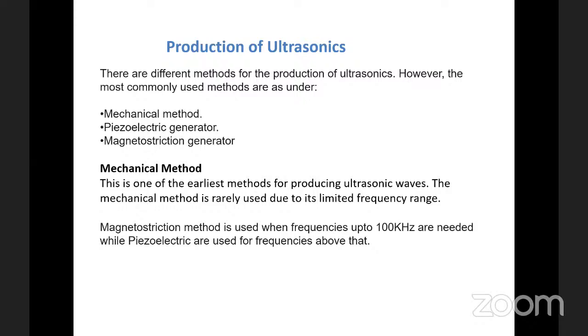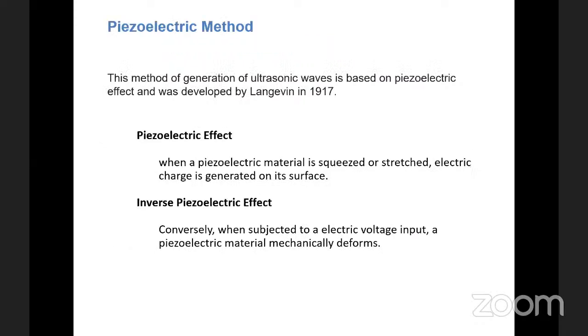Mechanical method, piezoelectric, as well as magnetostriction method. So these are the methods, but important are piezoelectric as well as magnetostriction. The magnetostriction method is used up to 100 kilohertz. Previously 500 kilohertz was calculated, but in the case of piezoelectric, this frequency is enough. Piezoelectric effect: generation of ultrasonic waves based on the piezoelectric effect, which was developed by Langevin in 1917.